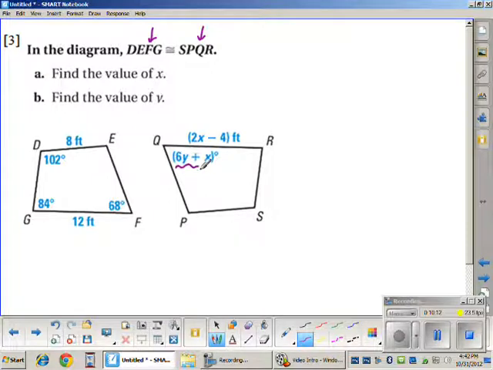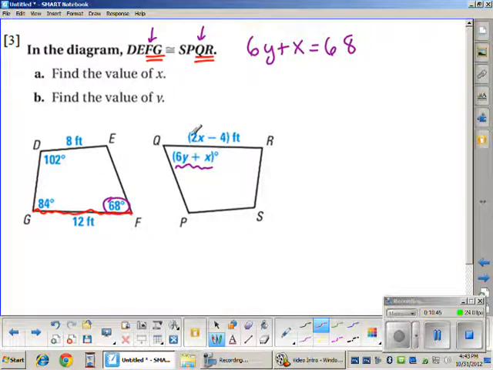Now that doesn't necessarily help me right now. I can write 6y plus x is equal to 68, and the reason this doesn't help me is I have two variables, so I have to go somewhere else first. But I do have this statement, which I'll annotate in red. I have this QR. I just have to figure out what over here it corresponds to, then I can set up a second equation. QR is listed last, so if I look in the first diagram, listed last is FG. So FG is going to be corresponding to this statement. My second equation, which will be immediately solvable, will be 2x minus 4 is equal to 12.